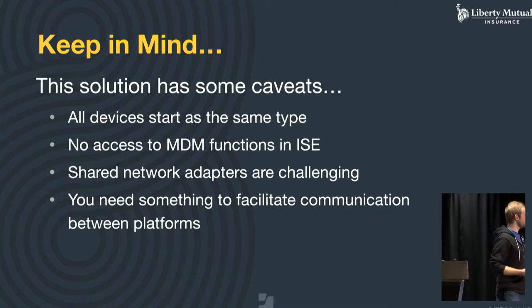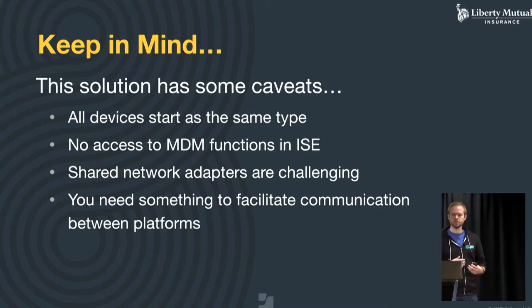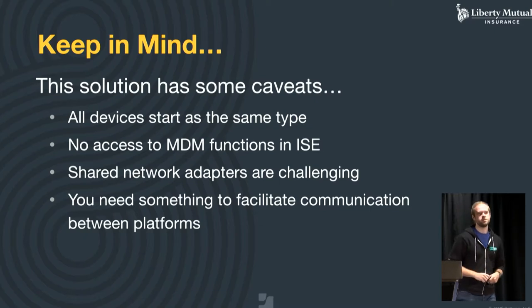And ultimately, you need something to facilitate that communication between platforms. We already had this existing network access control management tool that I wrote, but you don't really need it. If you're using something like webhooks, you can do everything in an all-in-one transaction. Get the webhook from Jamf, go to ICE, get what you need, reconcile it, and the transaction's over. You don't necessarily need to have some big tool sitting in the middle.